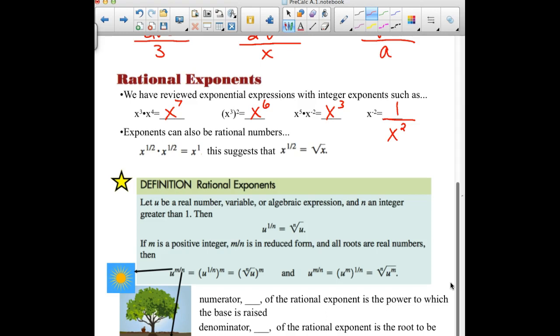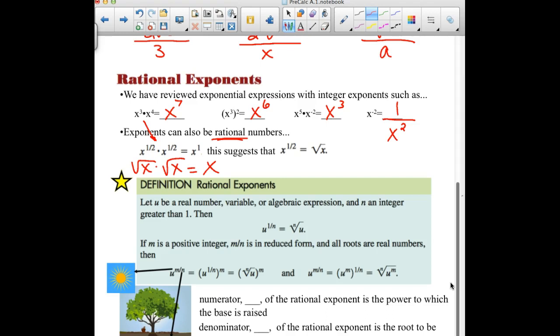All right, exponents can be fractions, rational numbers. Think of ratio. We have x to the 1/2 times x to the 1/2. If we follow the same rule that we had up there, we add the powers, and 1/2 plus 1/2 is 1. That means x to the 1/2 times x to the 1/2 is just x. So x to the 1/2 is really just the square root of x, since the square root of x times itself gives us x.